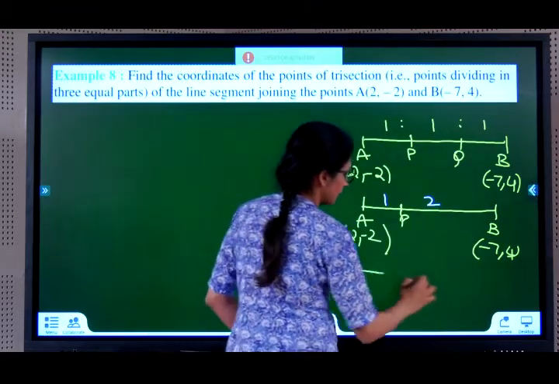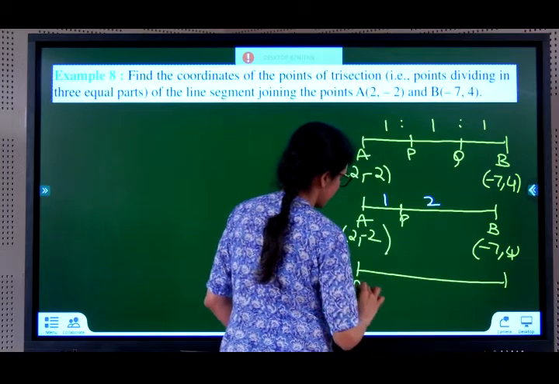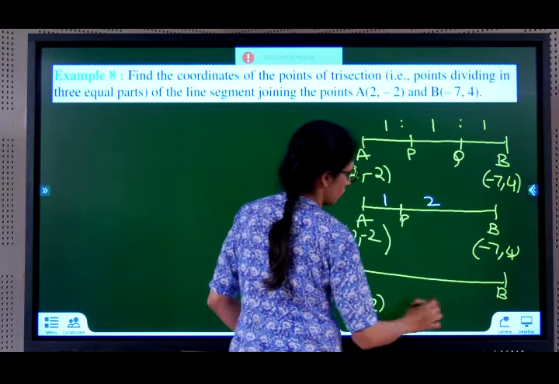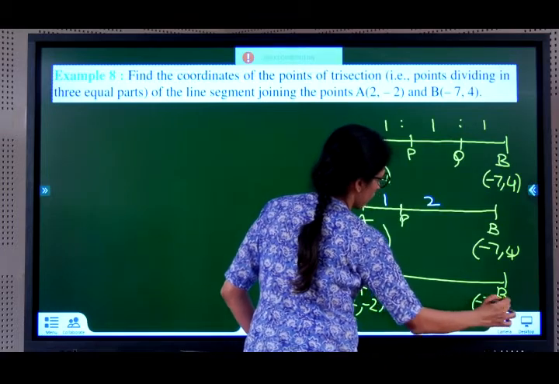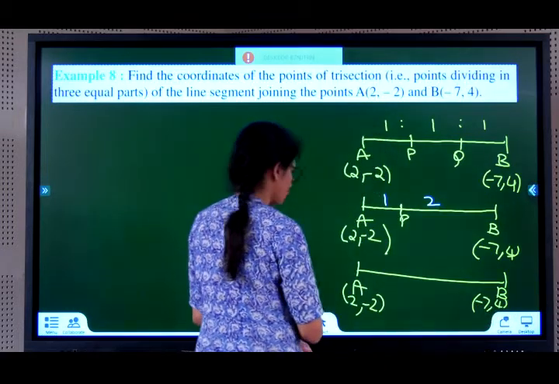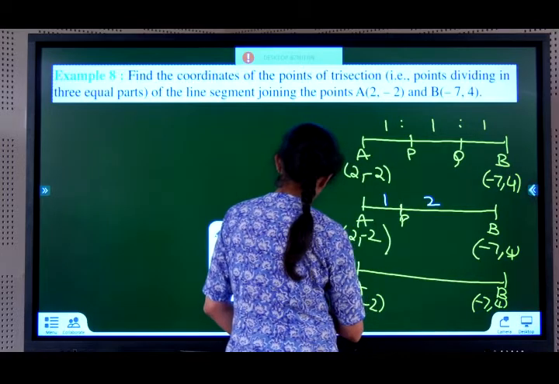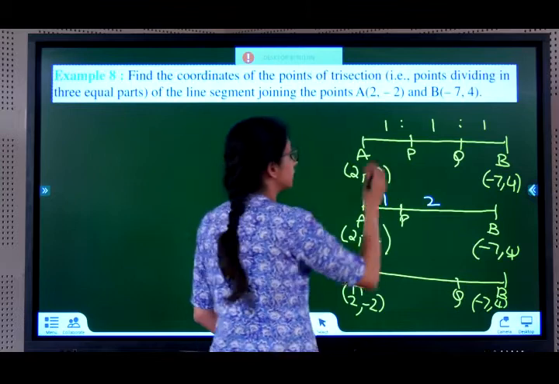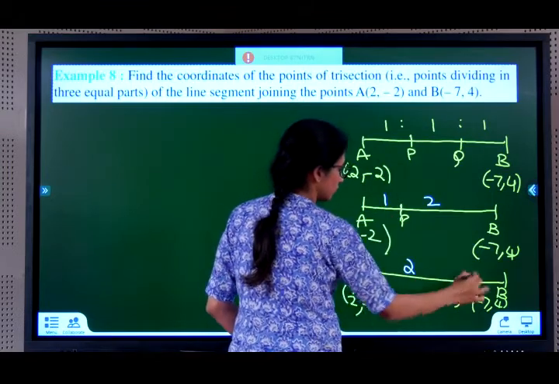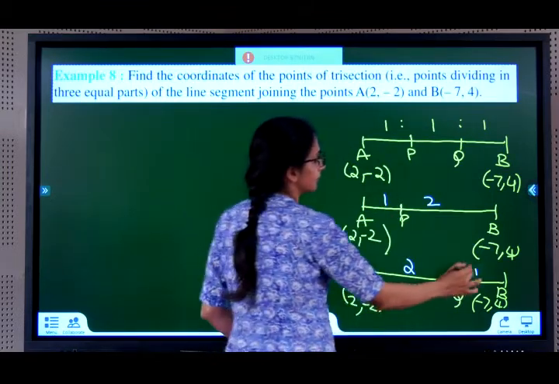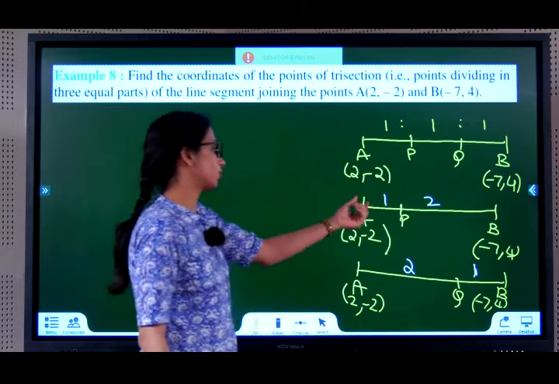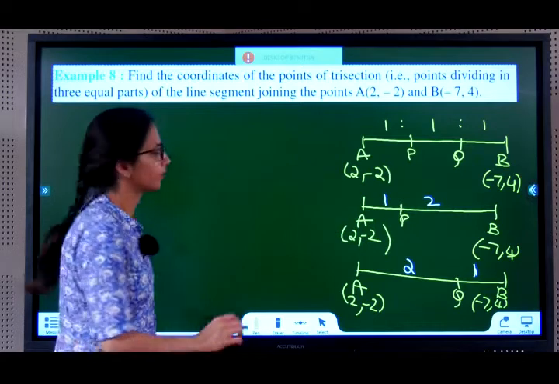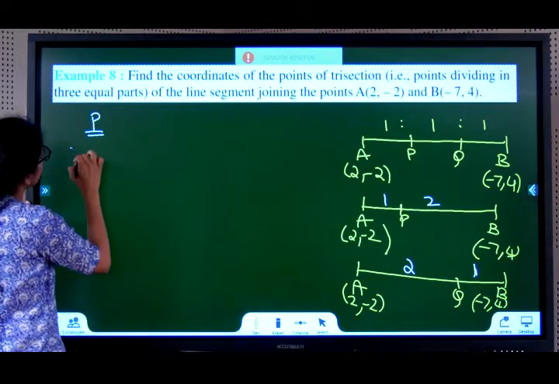Same thing, I will divide this case into one more case. A, B, 2 comma minus 2, minus 7 comma 4. Divide this in the ratio with this Q here. Now this is 1, 1, so this will be 2, this will be 1. Agreed? Yes. So do this case separately and that case separately, you will get the coordinates of P and the coordinates of Q. So first we will do for P.